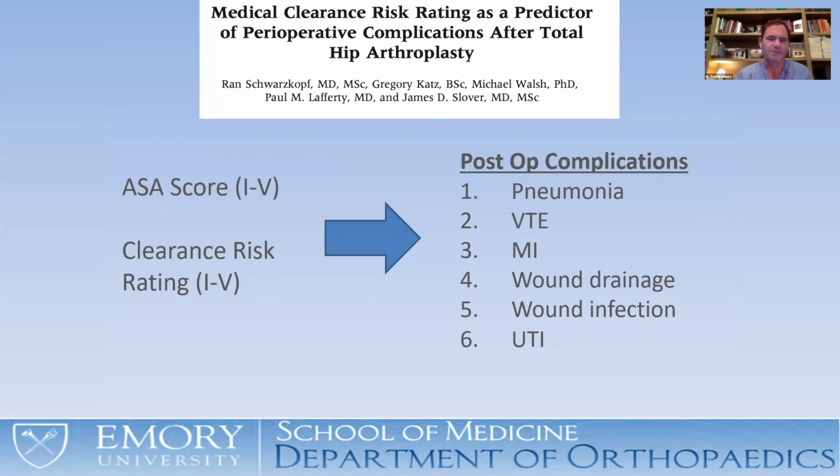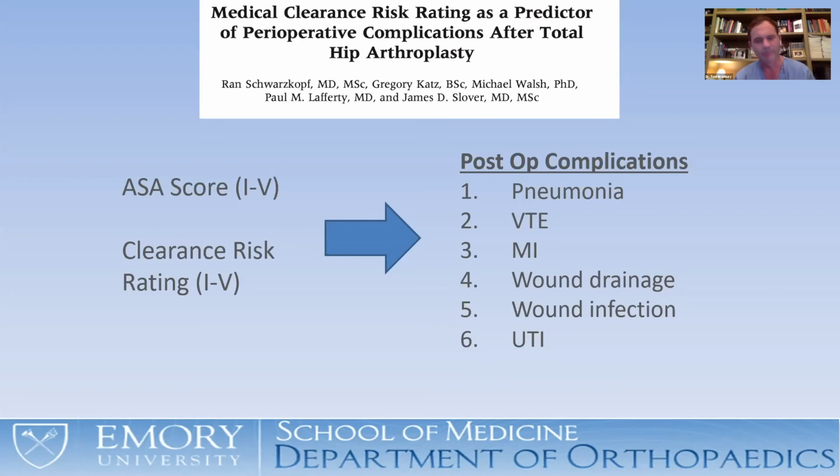This study was published by Rand Schwarzkopf about 10 years ago, and it sort of highlighted the idea that we all use for medical clearance. And I think most of us in our practice have some form of this, where we'll see a patient in clinic, we deem that they're a candidate for surgery, and we want to make sure their medical comorbidities are optimized. So we send them to their primary care doctor and ask their primary care doctor to fill out a sheet that ranks their clearance or ranks their risk on a scale of 1 to 5.